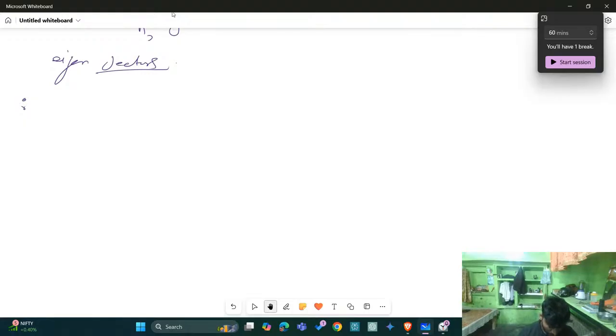Right? What is arithmetic multiplicity? Arithmetic multiplicity is the number of times lambda is repeating. Right? Number of times lambda is repeating. This is called arithmetic multiplicity. Geometric multiplicity is always less than or equal to arithmetic multiplicity.